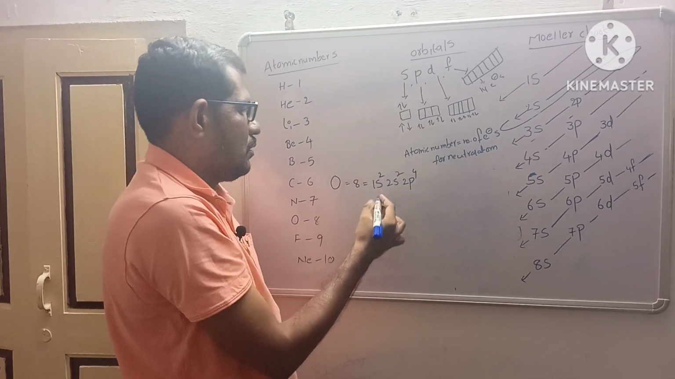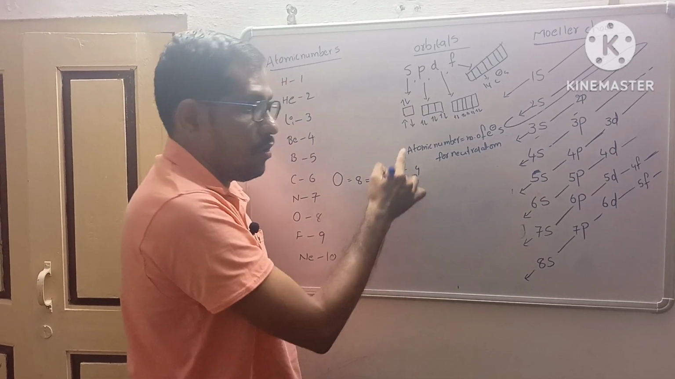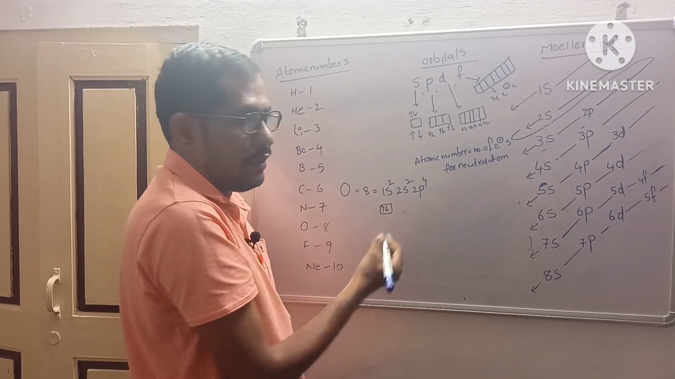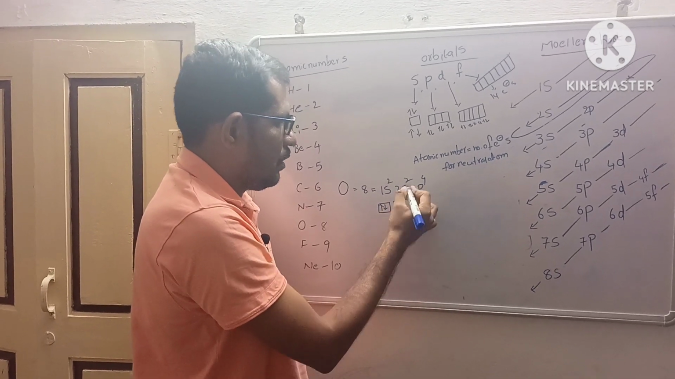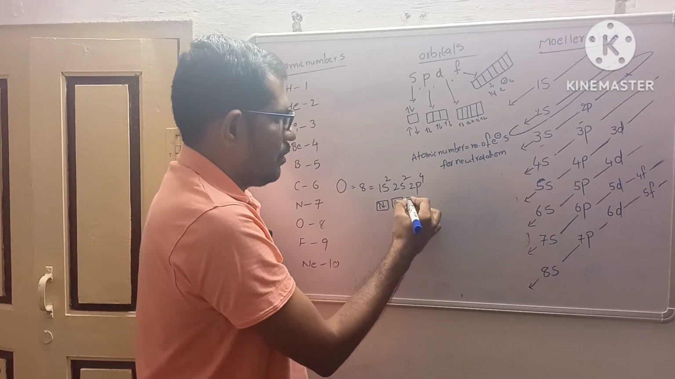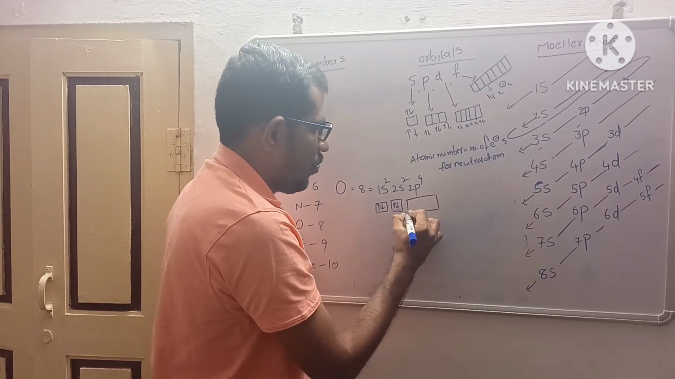So now write the boxes. 1s, 1 box. How many electrons? 2 electrons. 2s: s means only 1 box. An s orbital holds only 2 electrons. So here the p orbital has 3 boxes.